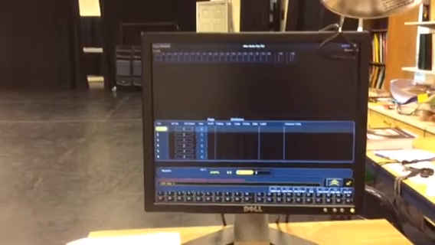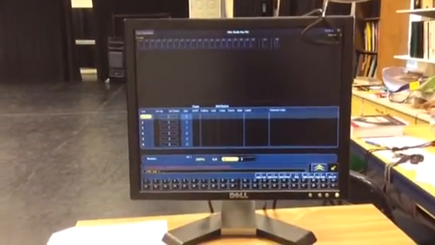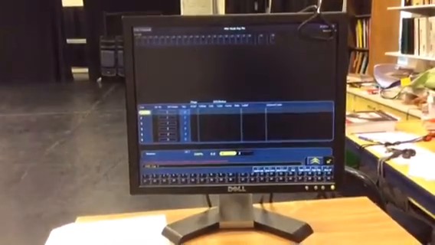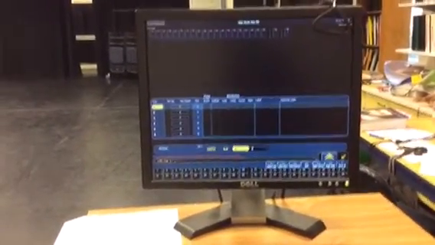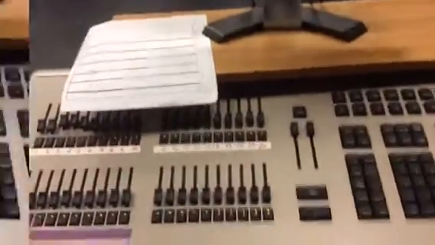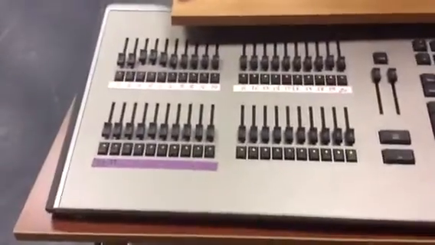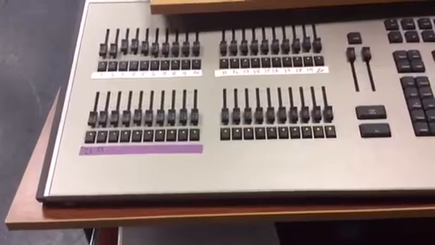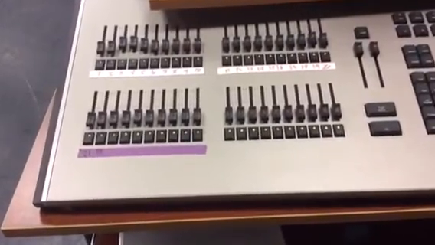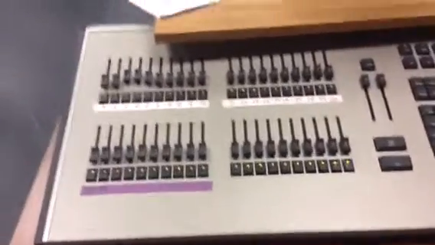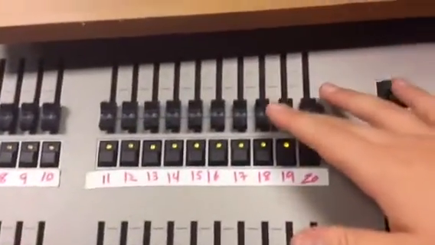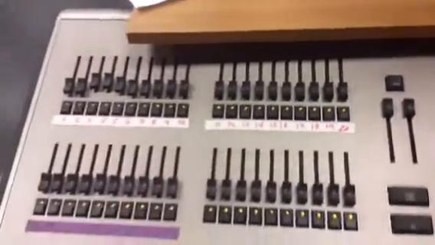So a couple of things about the light board. We have our monitor, which is our way of understanding what we're programming into the board. And we have our keyboard. On our keyboard, we have faders, which are these numbered little levers. And if you push a lever, the lights will go on and off, depending on which channel it's programmed into.